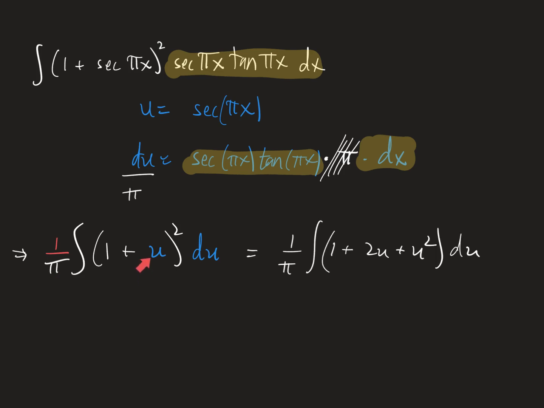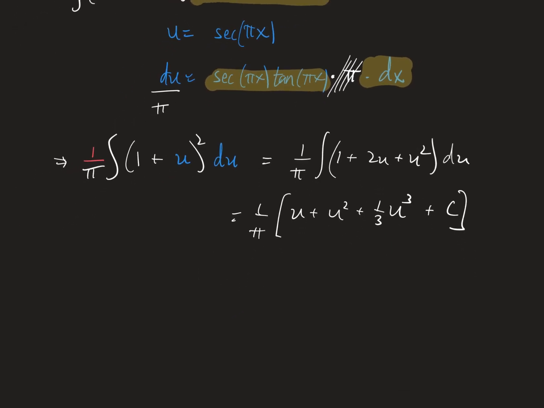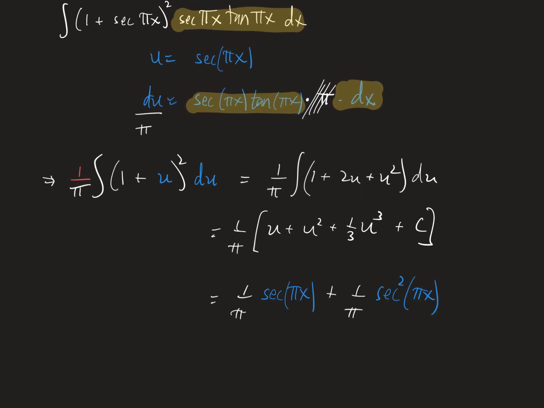We'll go to expand this binomial, and then doing the antiderivative of each term with the power rule and distributing the pi. And substituting the u expression, secant pi x, back in for u. We're just about done here.